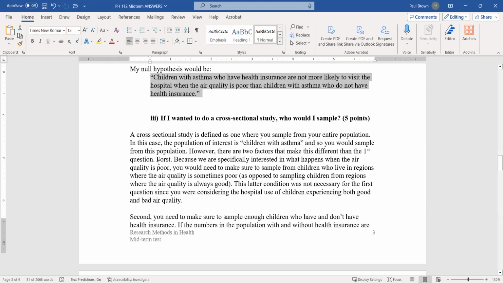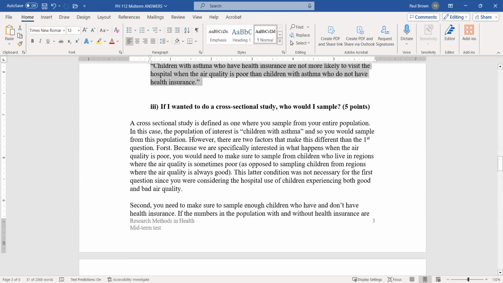And then if it's a cross-sectional study, I'll let you read this on your own. It basically talks about a cross-sectional study, except that what you want to make sure in this case is that who you're sampling is children with asthma, and you need enough children with asthma who are in areas where there's going to be poor air quality.